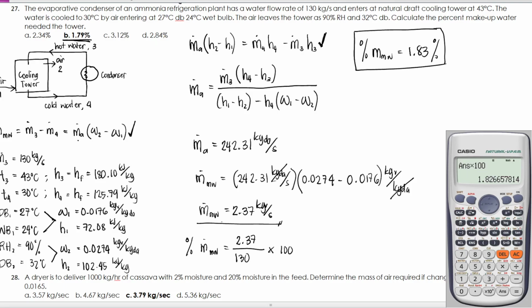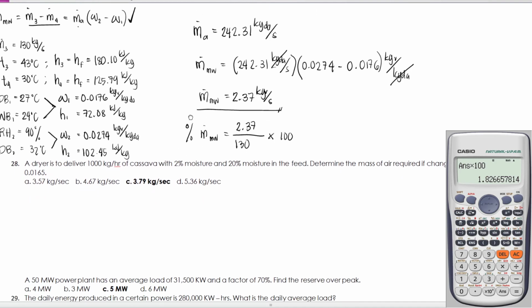So when we say makeup water, that is the difference of the mass ng hot and cold water, or pwedeng in terms ng mass of water vapor, or yung mass ng water na nag-evaporate in terms ng mass ng dry air and its change of humidity ratio. Para makuha natin yung percent of makeup water, dinivide lang natin dun sa mass ng hot water. Alright? So that is for this problem number 27. Then let us proceed with number 28.